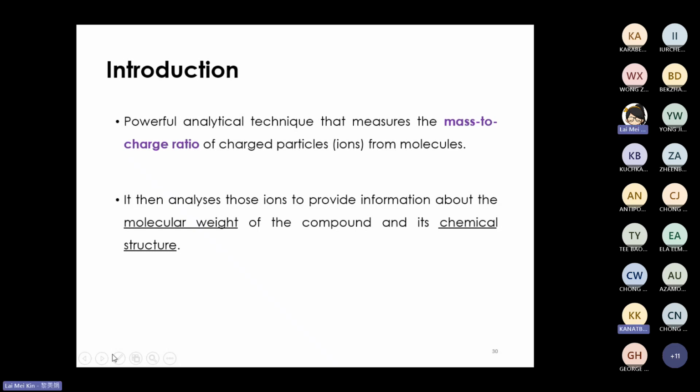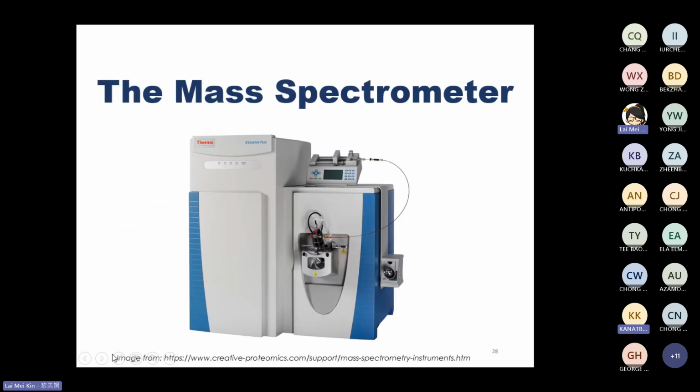What is a mass spectrometer? This mass spectrometer is actually a machine. By looking at the name, it means that this machine is going to utilize the mass of the sample that I put in. Spectrometer means it's going to produce a graph, utilizing the mass.